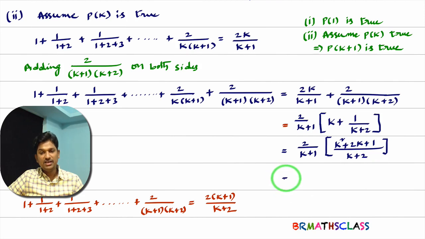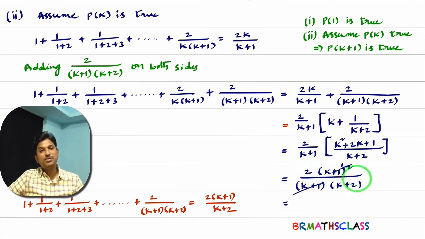Okay, that is equal to 2 into, you observe this, k square plus 2k plus 1 is nothing but k plus 1 whole square, whole divided by, what will you get here? K plus 1 into k plus 2. Okay, you see this one k plus 1 will get cancelled. So in the numerator one k plus 1 is remaining. So what will you get? 2 into k plus 1 divided by k plus 2. Correct? So after simplifying this right hand side part, you observe what we got. We got RHS of P of k plus 1.